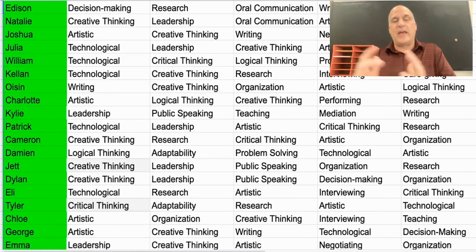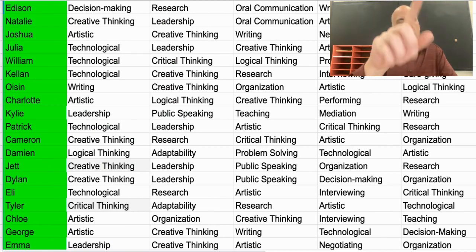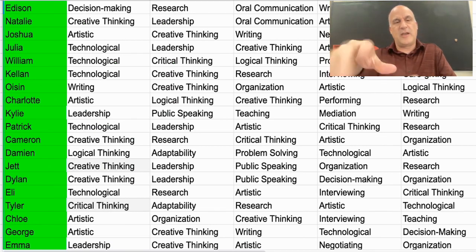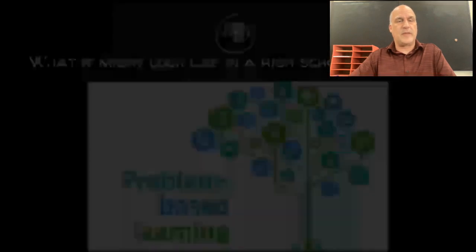Let's say I have a project that's going to involve technology. Well, I don't want to put all my technology people in one group. So I'll sort my spreadsheet here, and I see where all my technological kids are, and I'm going to split them up. So each one will be in a different group, so that we are spreading the wealth and they can teach others their skill of technology.